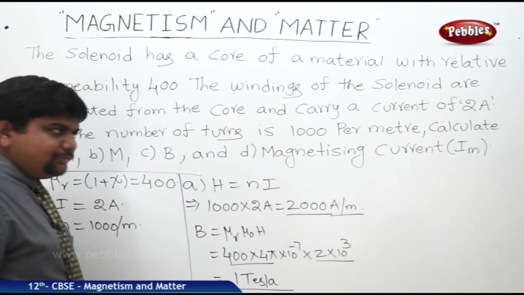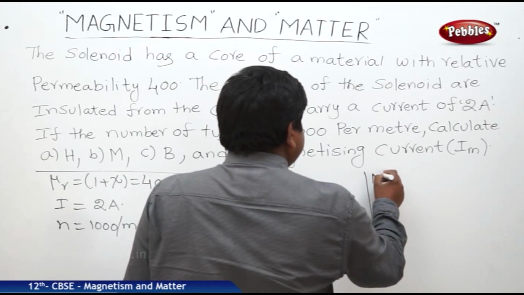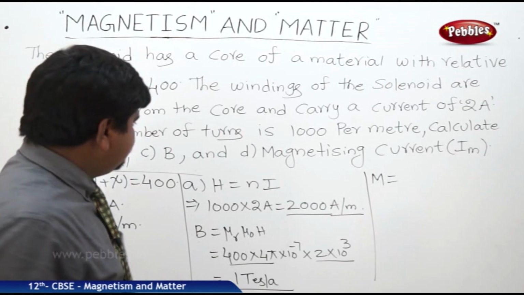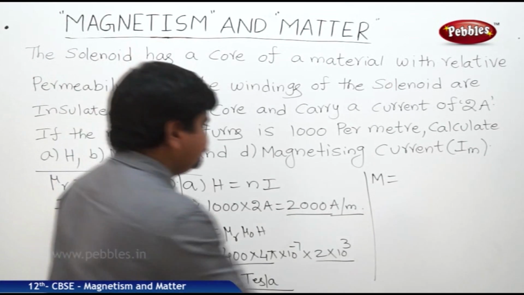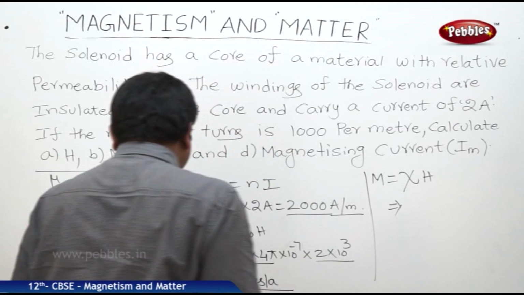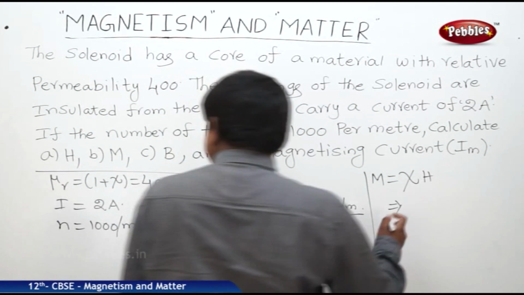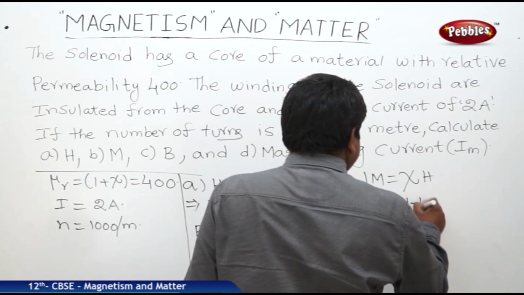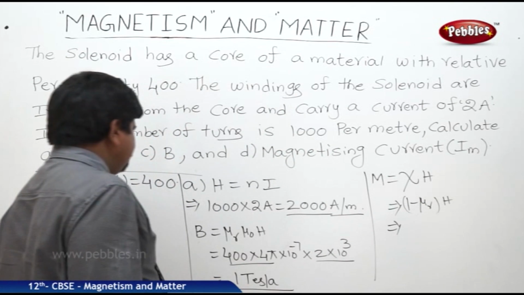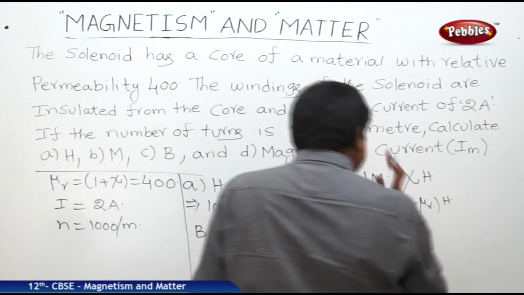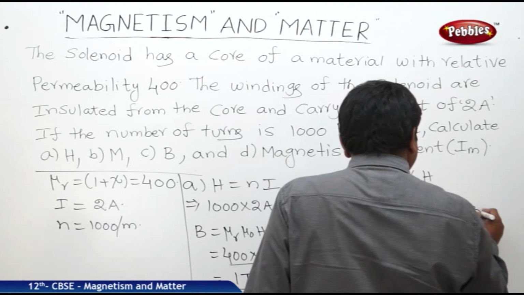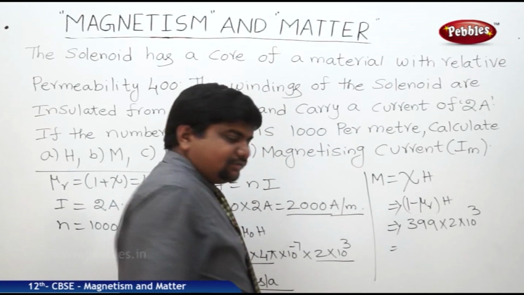This is the B value. To find the M value, M is equal to chi H. Chi is equal to mu r minus 1, into H. So mu r is 400, and mu r minus 1 is 399. H is 2 into 10 cube. 399 into 2 is 798 into 10 cube.